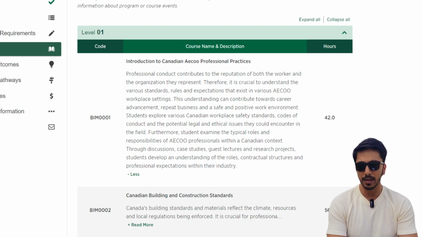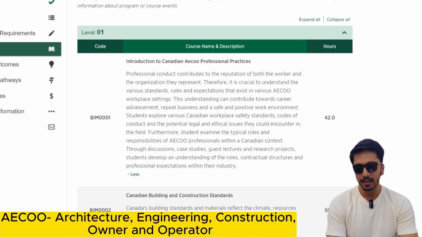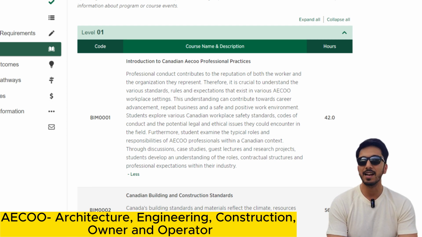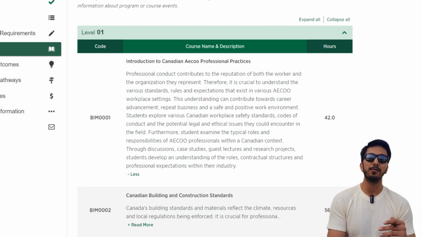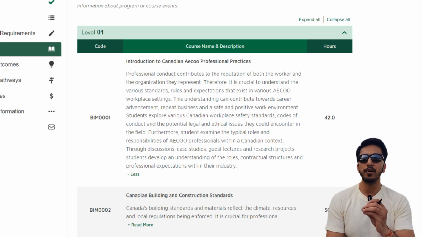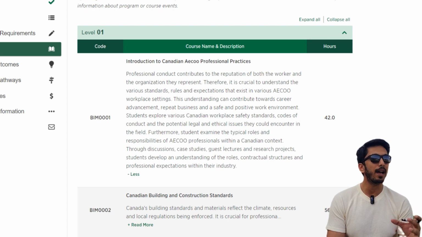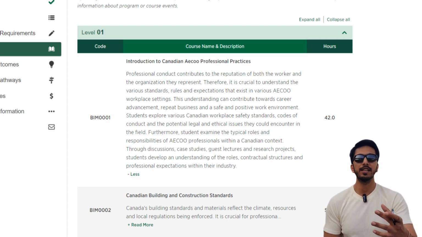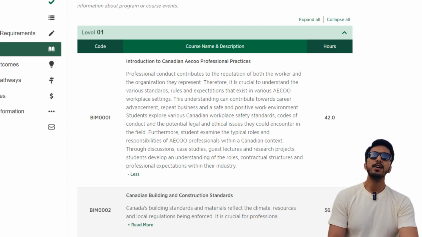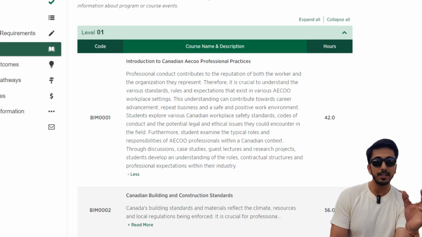First is Introduction to Canadian AECOO professional practice, Canadian workplace safety and conduct standards, and all those things will be taught, which is very basic. You will be doing these kinds of courses for any job that you apply to which has a certain level of work safety related issues involved in it. So this is the first subject in semester 1.